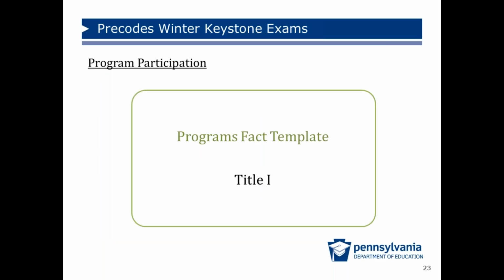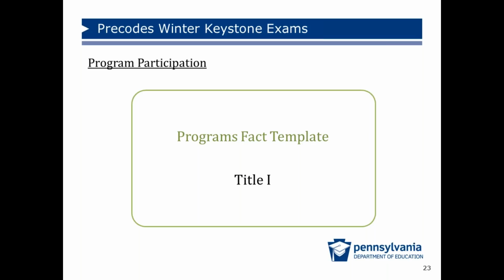The program stack template deals with Title I information, and we need that for federal accountability for the designation. So this is where the LEAs inform PDE of the Title I information, and that's codes 015 to 018. It's included and important in precodes because it's included as part of the student's demographics that get embedded in the precode label.